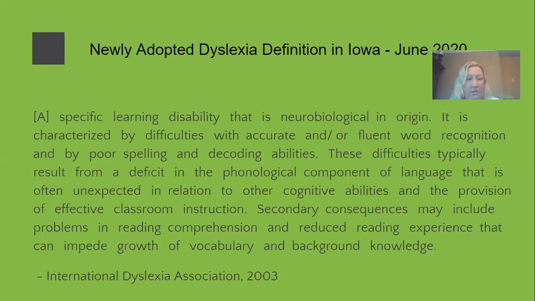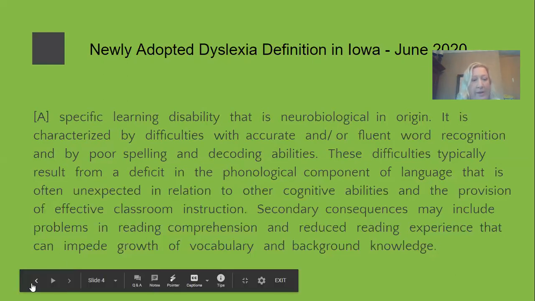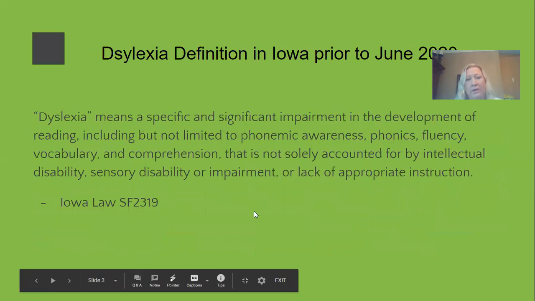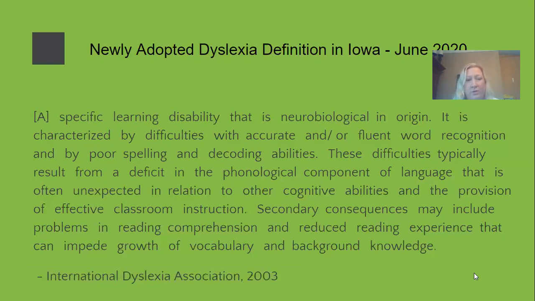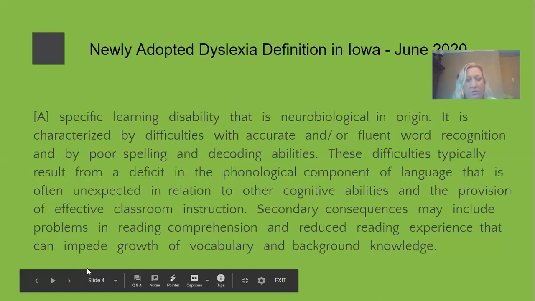Secondary consequences may include problems in reading comprehension and reduced reading experience that can impede growth of vocabulary and background knowledge. So you can see, if I toggle back and look at the previous definition, how generic it is, and that the new definition is much more clear about what components of reading are difficult for students who have dyslexia or a pattern of reading difficulties that matches dyslexia. It talks about primary characteristics and secondary characteristics, which I think is really helpful in knowing where the interventions and the problem lie.